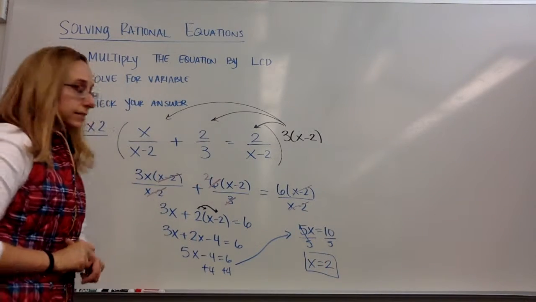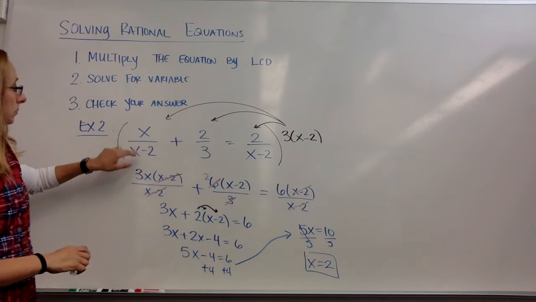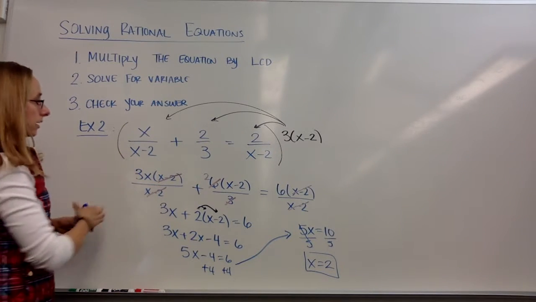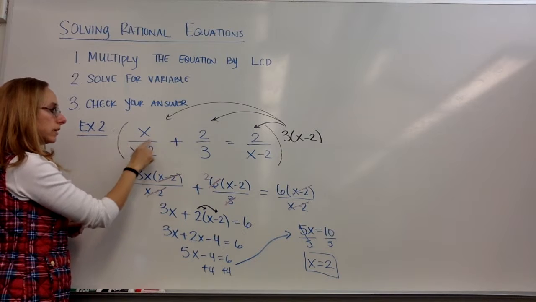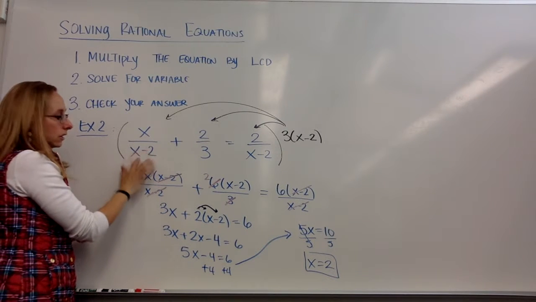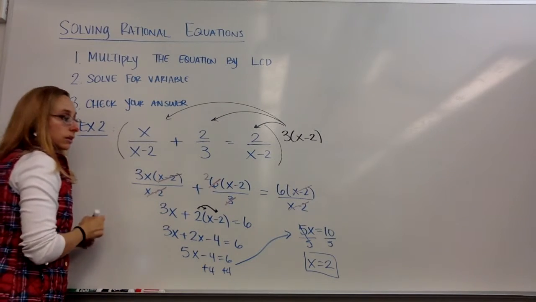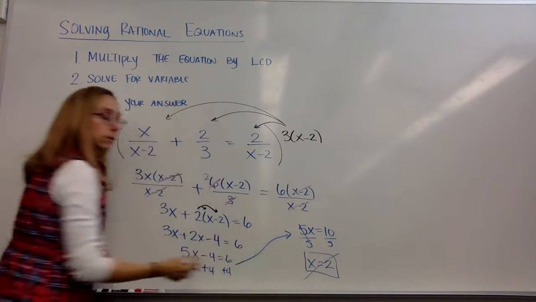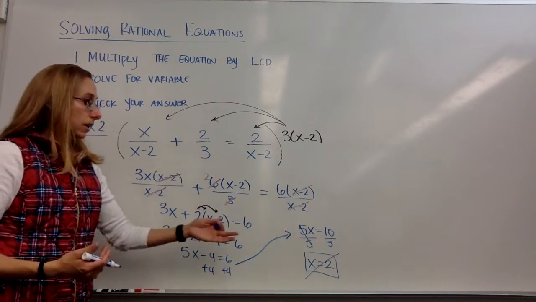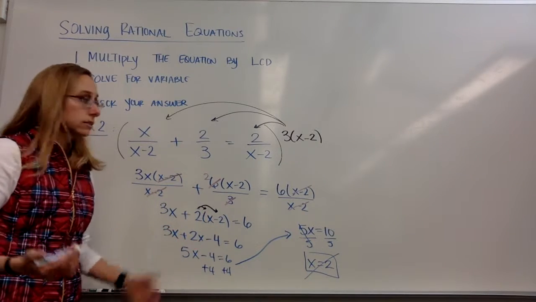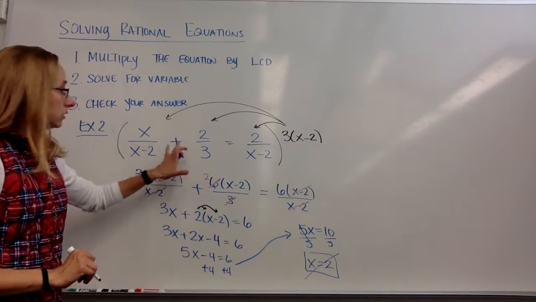Now we have to check our answer. So plugging it back into the original equation, we have 2 divided by 2 minus 2. Our denominator becomes 0, and so therefore it's undefined. So that solution doesn't work. Because we were only given one solution to begin with, we don't have any solutions. So no solutions for this equation.